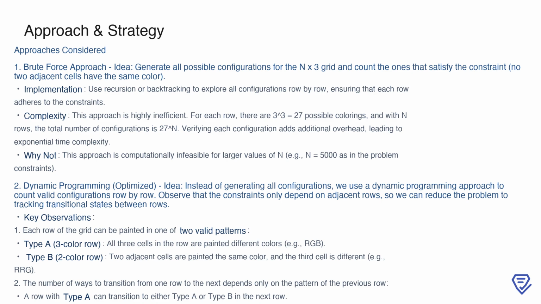Modular arithmetic is required to keep the results manageable and to prevent overflow, as the result must be returned modulo 10 to the power of 9 plus 7. A key observation is that row patterns can be categorized into 2 types: Type A, where all 3 cells in a row have distinct colors, and Type B, where 2 cells share a color, and the third is different. Using dynamic programming, we can calculate the valid configurations of each row type and propagate these values efficiently across n rows. This approach allows us to handle edge cases, such as grids with a single row or the maximum number of rows, within a reasonable time.